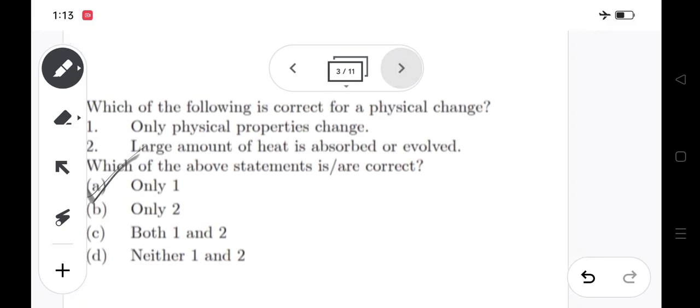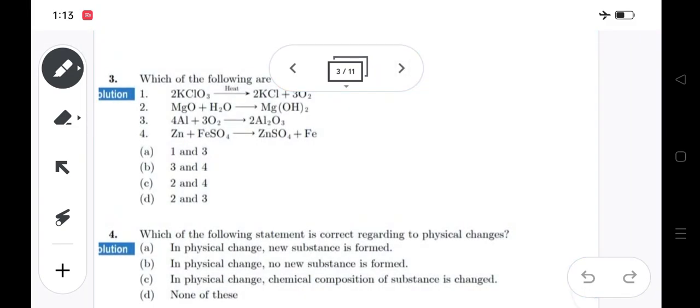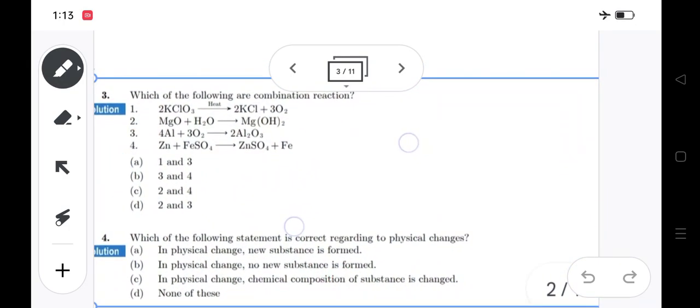Now next question. Which of the following are combination reactions? So what is a combination reaction? Two or more reactants combine to form a single product. Now tell me the first one. Is this a combination reaction? No. A single reactant, two products. That is actually decomposition.